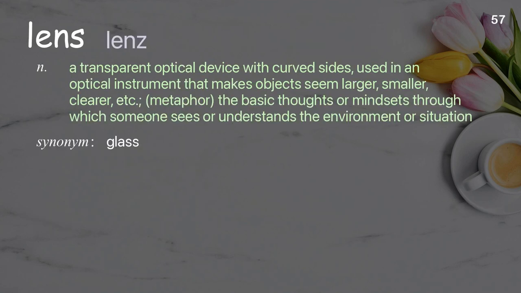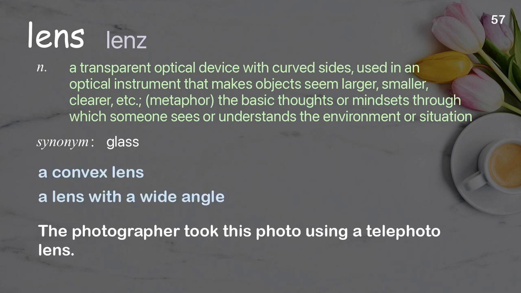Lens: a transparent optical device with curved sides, used in an optical instrument that makes objects seem larger, smaller, clearer, etc. Metaphor: the basic thoughts or mindsets through which someone sees or understands the environment or situation. Examples: a convex lens. A lens with a wide angle. The photographer took this photo using a telephoto lens.